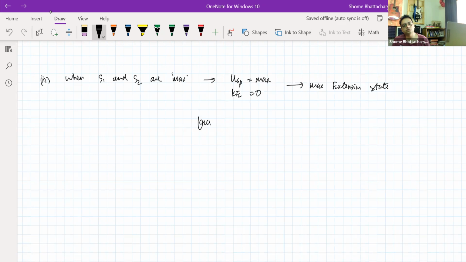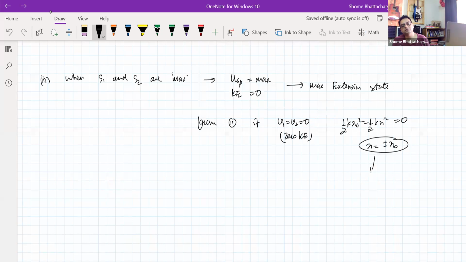So from equation 2, you can see that if V1 is equal to V2 equal to 0, that is 0 kinetic energy, then you have half k x naught square minus half k x square is 0. So x is equal to plus minus x naught. So that means we have an extension of x naught only in magnitude, okay, which is 1 centimeter.